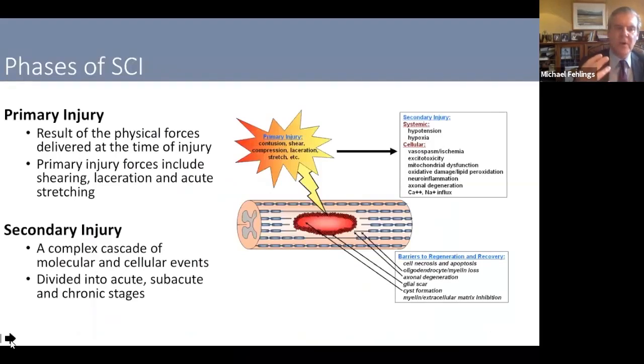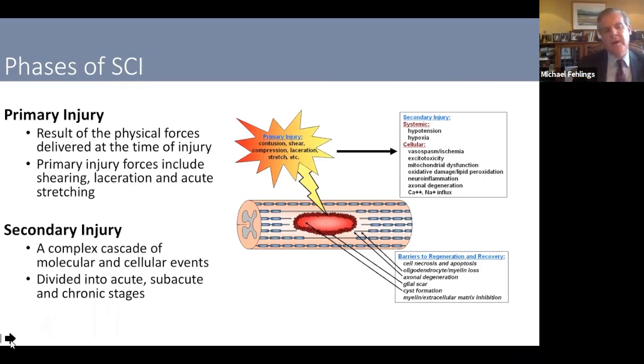So again, we have the concept of the primary injury. These are the primary mechanical forces that cause the injury, and then this sets in motion what's called the secondary injury, a complex cascade of molecular and cellular events. This is divided into the acute, subacute, and chronic stages.